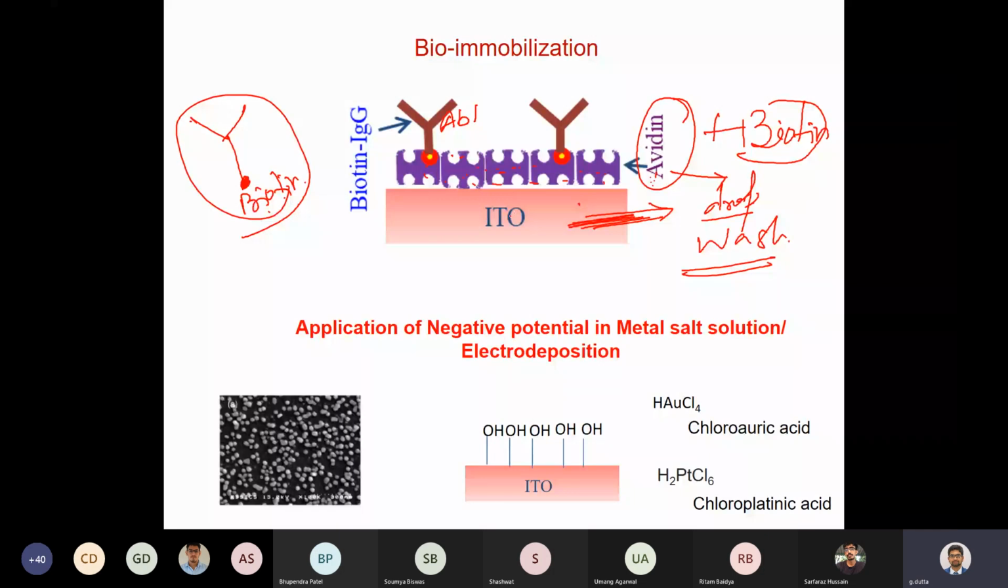So on the surface, you can drop some avidin, then wash the surface, then drop some antibody that is already conjugated with biotin. When you drop this, incubate, keep this solution for around 10 to 30 minutes, and you can optimize which time is better. Then you can wash the solution, and all the antibody will be there.